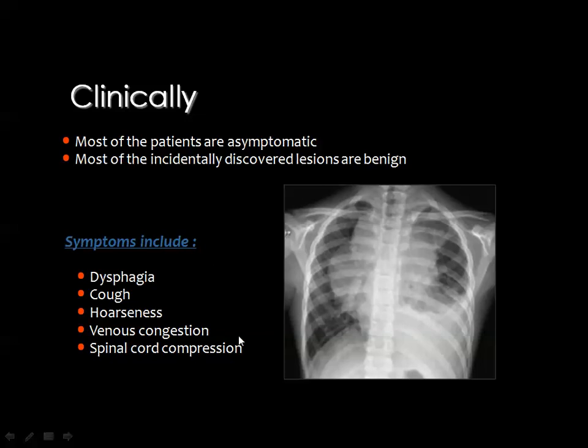The symptoms of a mediastinal space-occupying lesion include compressive symptoms related to compression of the esophagus, compression of the trachea, compression of the laryngeal nerve, compression of the veins, and compression of the spinal cord.